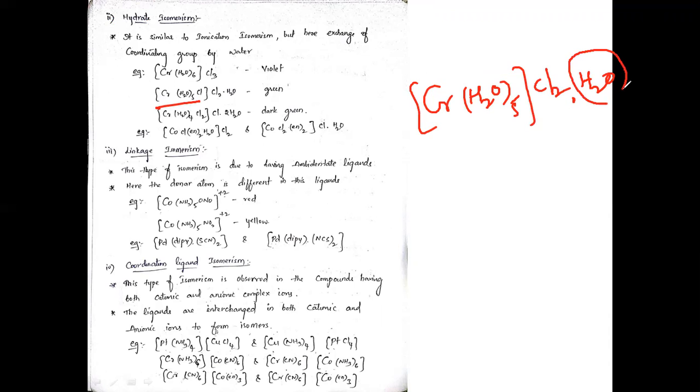So let us take this example, that is chromium with H2O taken 5, and I have written Cl2, and here I have written H2O. So you can easily understand here that this H2O is a hydrate. That means it is also called water of crystallization. It doesn't break down into ions as H plus and OH minus.